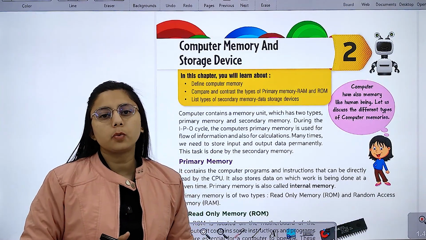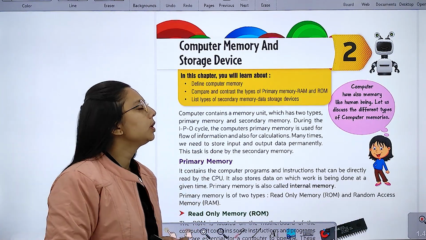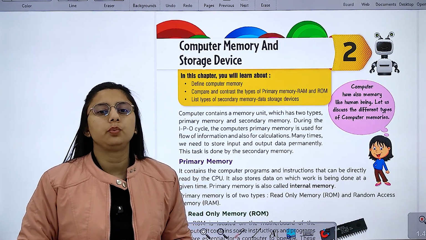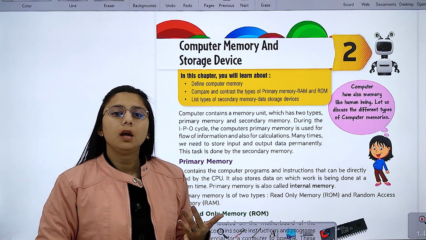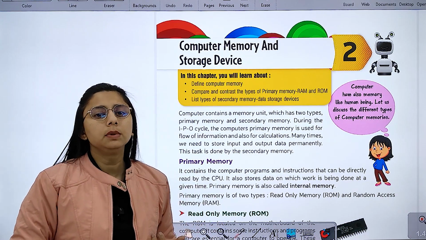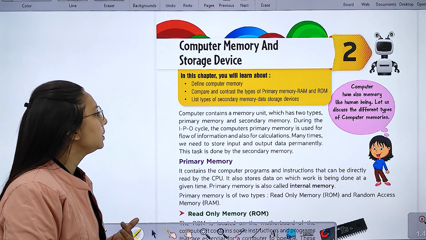Now today let's start with chapter number 2, computer memory and storage devices. We have different storage devices like we use pen drive, hard drive, CD, DVD. These are some storage devices. Now let's start with the chapter.